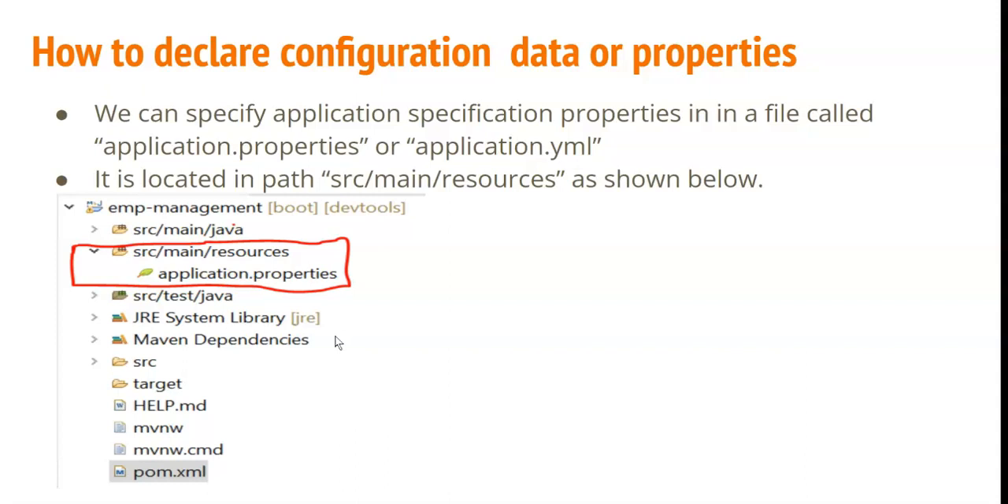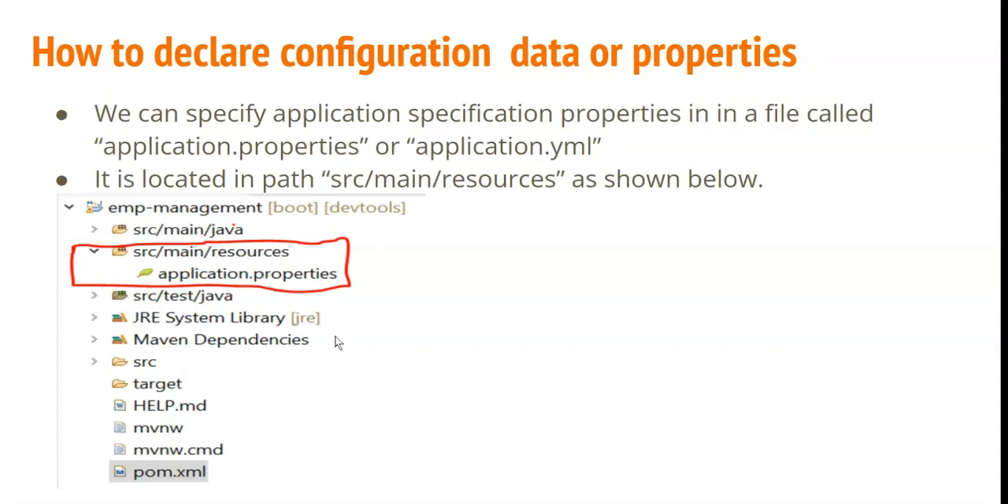Today's video is about how to declare configuration data or properties in a Spring Boot project. So what is configuration data or properties? Normally in real time our application may connect with the database. So we need to declare database properties like database URL, database username and database password in some file.